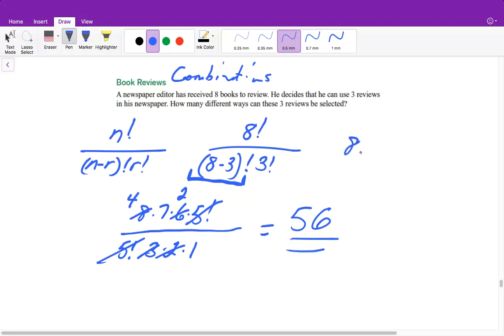We can then do 8 nCr. If you're not sure where to find that, it's in your stats menu if you have a graphing calculator, or it's one of the buttons either near your divide or your multiplication button if you are using just a regular scientific calculator. And you would do 8 nCr 3, and it will give you this answer in return.